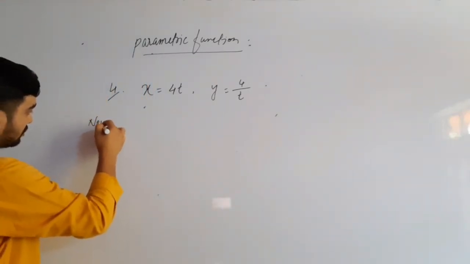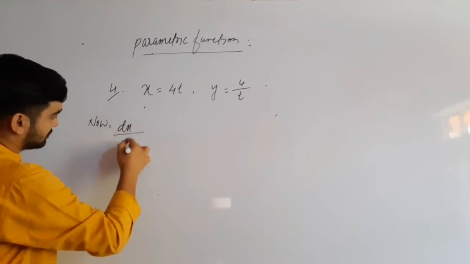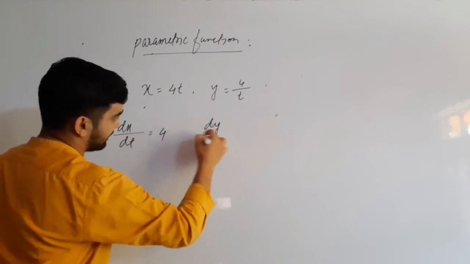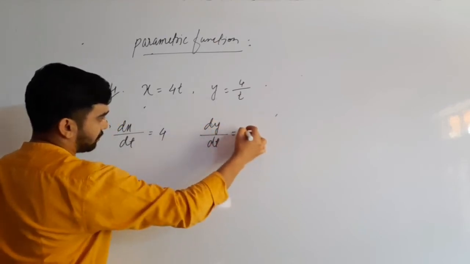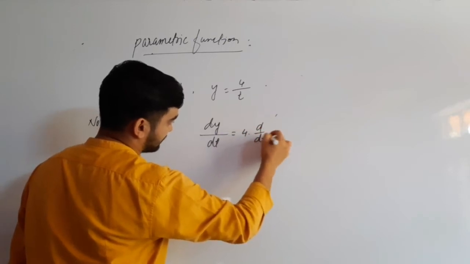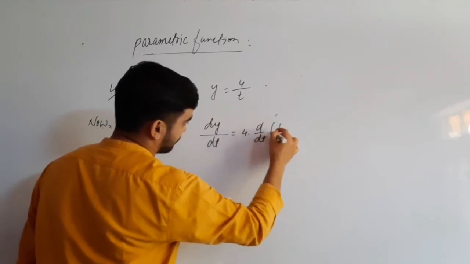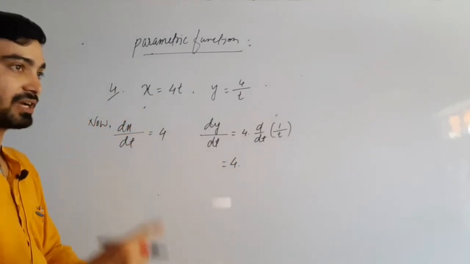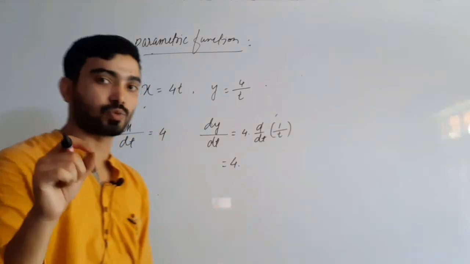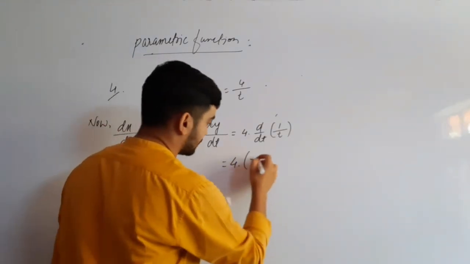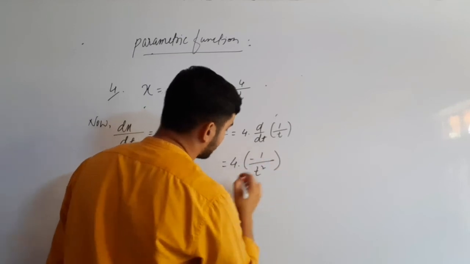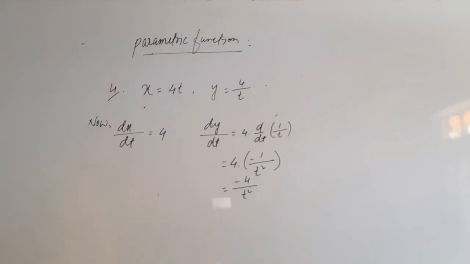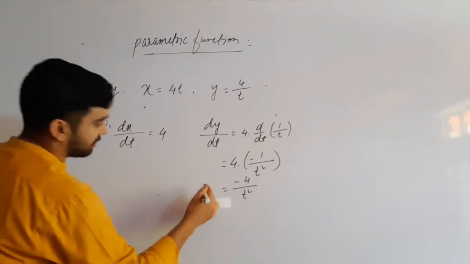Therefore dx by dt: x with respect to t differentiate, it will be 4. And dy by dt: 4 is a constant term, d by dt of 1 by t. The differentiation of 1 by x is minus 1 by x square, so here it will be minus 1 by t square, that is minus 4 by t square. We got dx by dt and dy by dt.